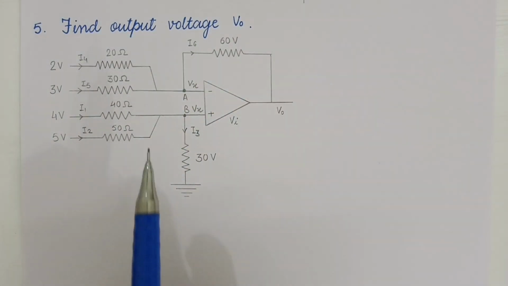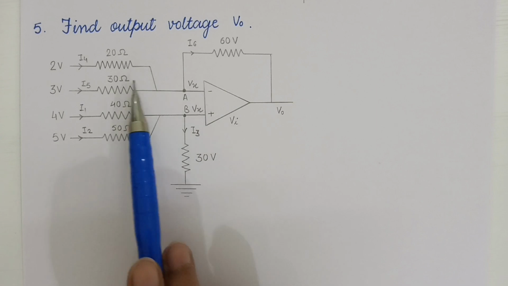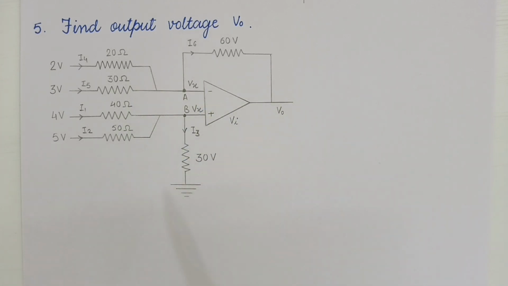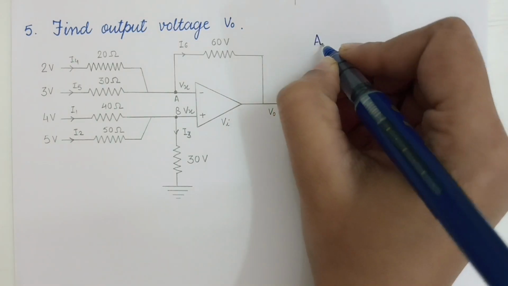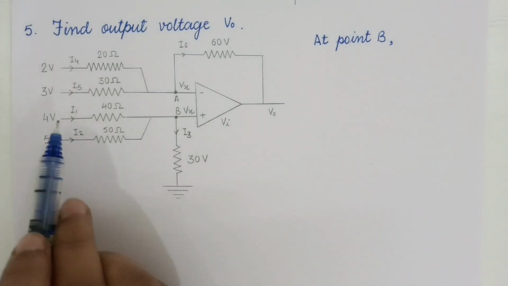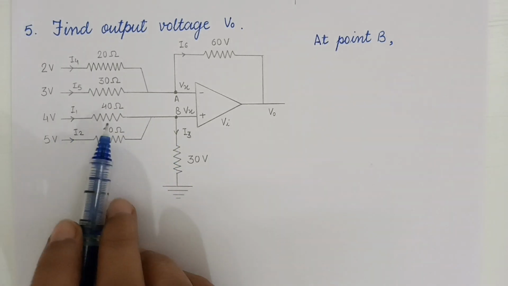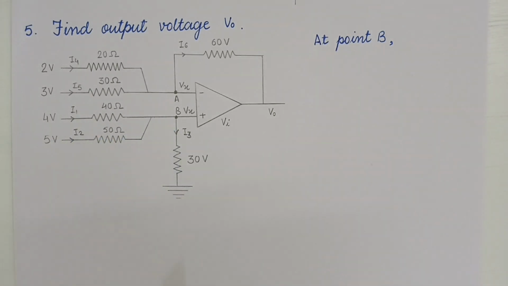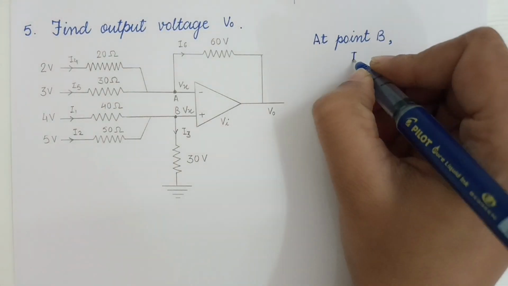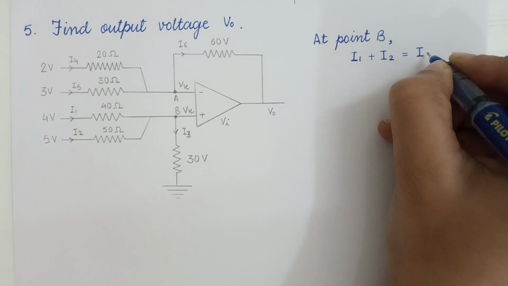Now firstly we will solve for point B. From here we will get the value of Vx, and using it while solving for A, we will get the value of V0. This is what we need. So let's start. At point B, I1 plus I2 is equal to I3. The incoming current is equal to outgoing current. So I1 plus I2 is equal to I3.